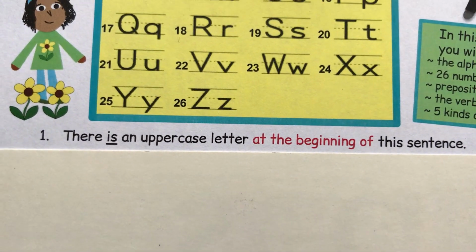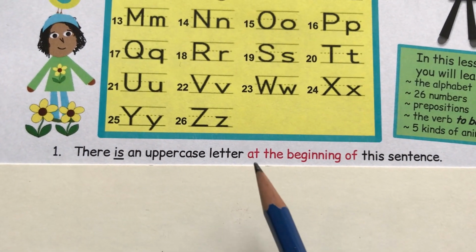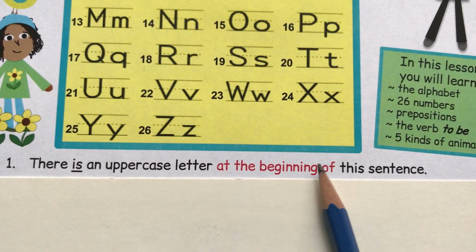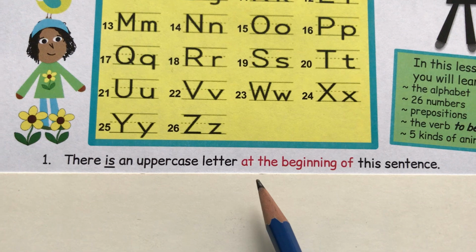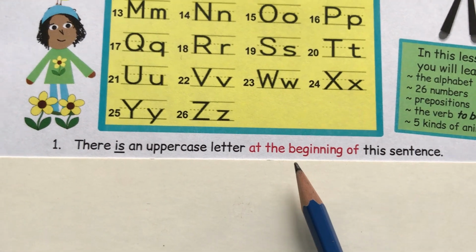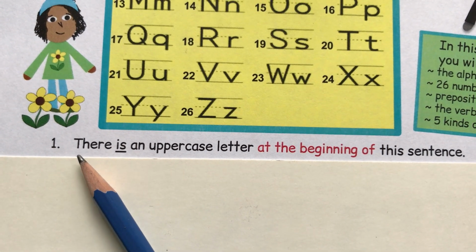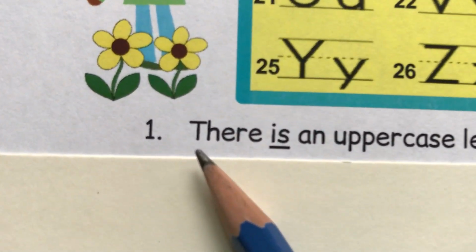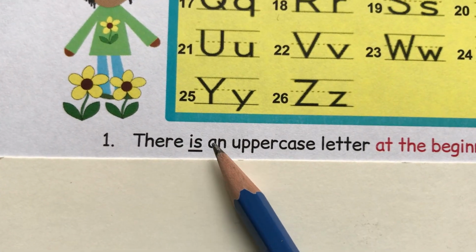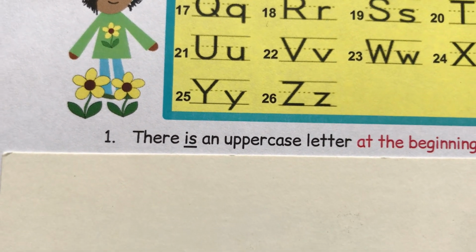Number 1. There is an uppercase letter at the beginning of this sentence. At the beginning of, that's a preposition. It tells us where something is. Prepositions tell us where things are, if they're near or if they're far. Let's look. Is there an uppercase letter at the beginning of this sentence? Yes, there is a capital letter. Is is the verb. We use there is when we talk about one object.